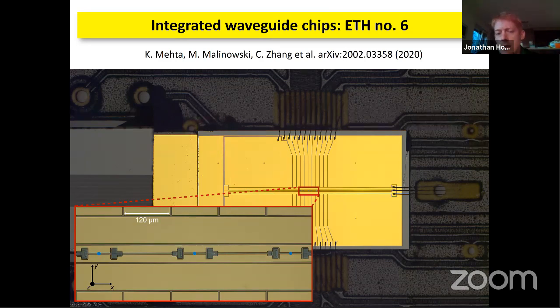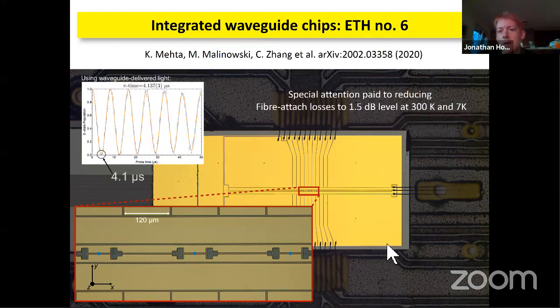We paid a lot of attention to the coupling, in particular because we're going to go to 4 Kelvin. This is a job where you need to line fibers up into micron-sized waveguides, then cool the system down to 4 Kelvin and not lose a lot of coupling efficiency. Karen did a really nice job of that. The coupling into the waveguides is now at about the 1.5 dB level, and it's maintained all the way from 300 K down to 7 Kelvin.